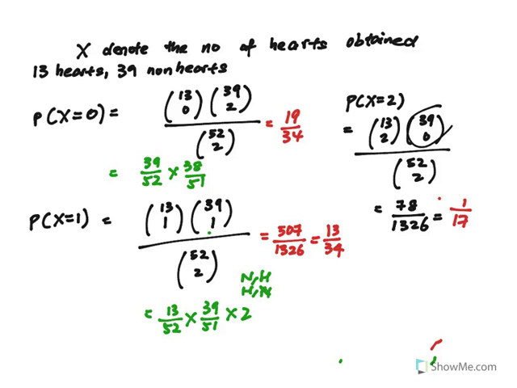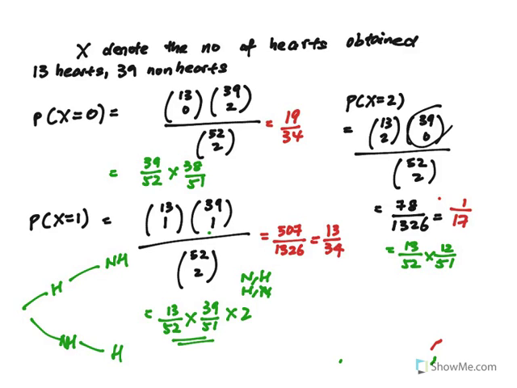If we are doing this method, we have to take into account that, looking at it as a tree diagram, it can be me choosing a heart followed by a non-heart, or a non-heart followed by a heart. So there are actually 2 ways, and when doing it in tree diagram format we need to consider these 2 possibilities. Lastly, for X equals 2, it will just be 13 over 52 multiplied by 12 over 51.